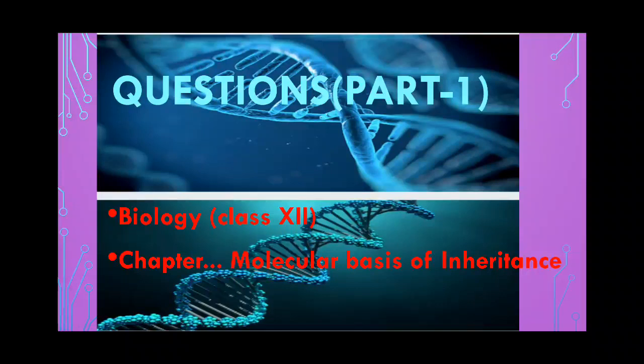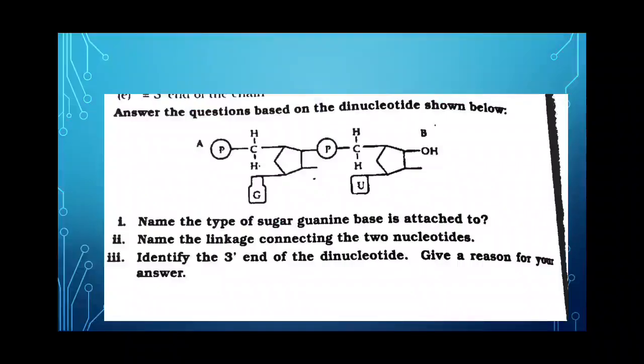Good morning, students. Today we will discuss some of the questions related to the topic the search for genetic material and replication process. Now, the first question is to answer based on the dinucleotide shown below. Here you have to answer the type of the sugar the guanine base is attached to. So here you can see this is the guanine base, and you have to name the type of the sugar.